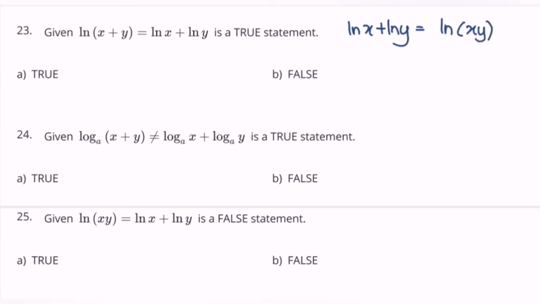So from here we can see that the left and the right are not the same. So the statement mentioned that it is a true statement, so the answer for question 23 will be the false statement.